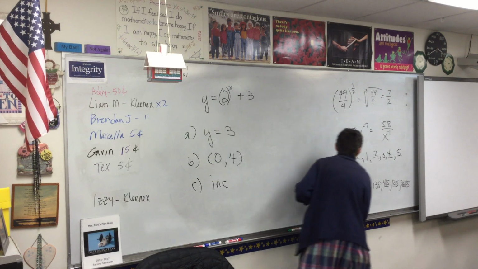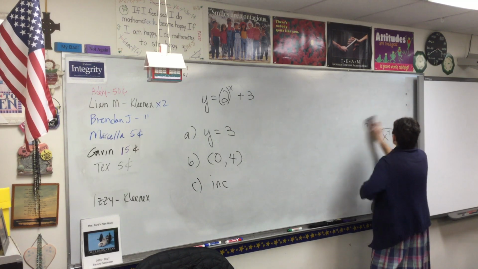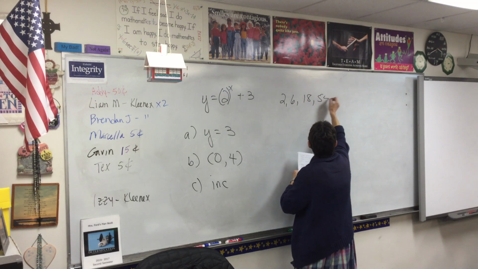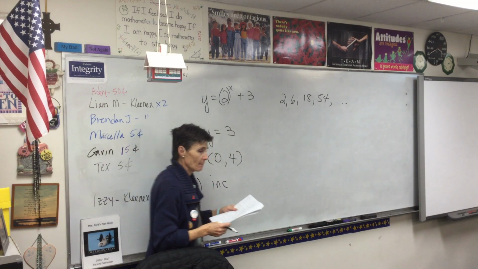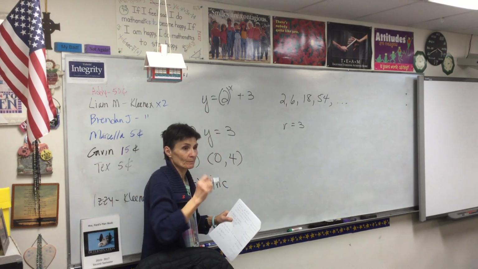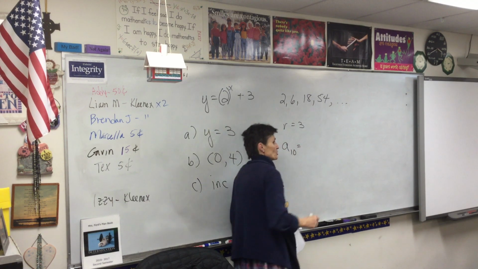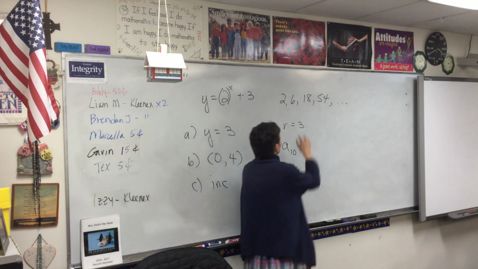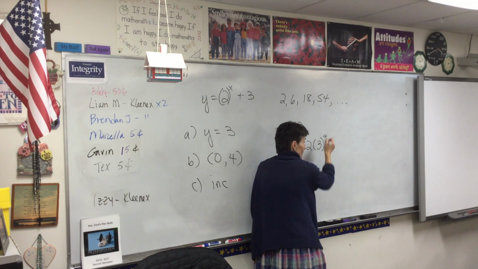Find the common ratio. That's easy. What's the common ratio? 3. That's what we're getting. That's how we're getting from term to term. Multiplying by 3. Find A sub 10, which is just the math way of writing the 10th term. What is the 10th term? Well, it would be 2 times 3 to the 9th.